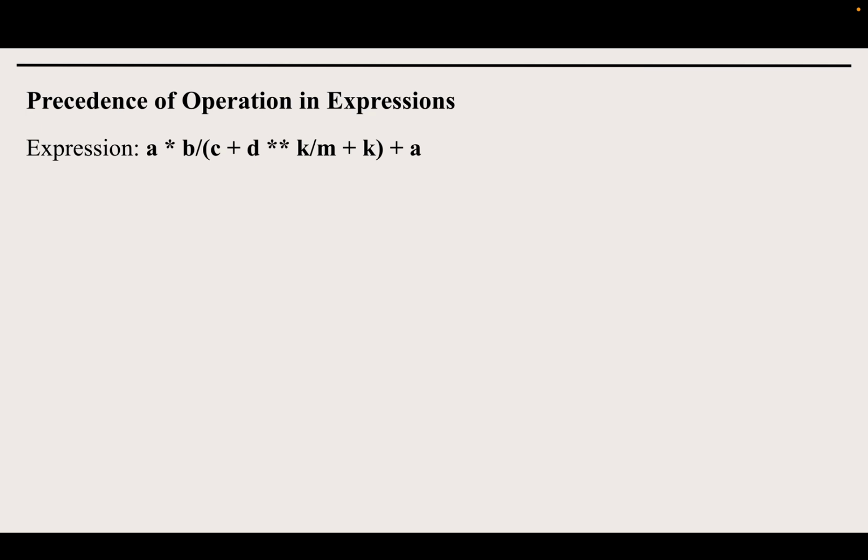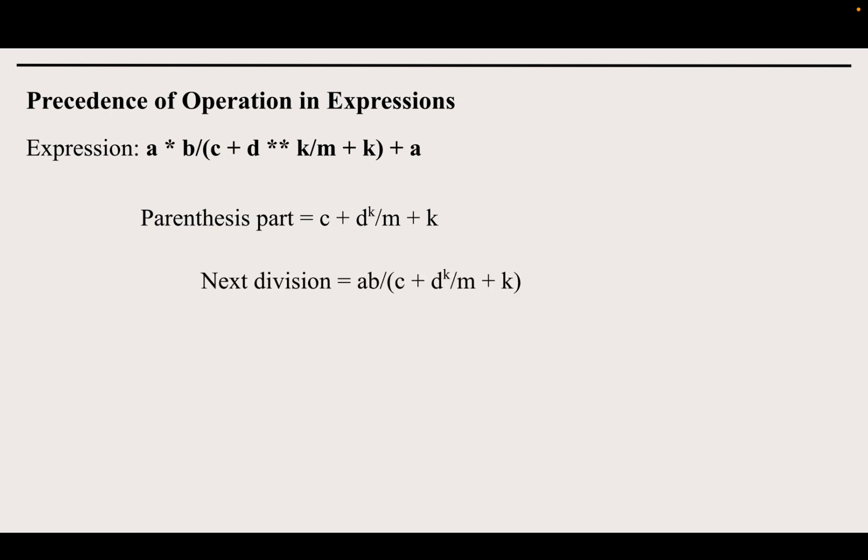So while solving any mathematical expression, we need to go in order. The precedence for this kind of expression will always start from the brackets. So the parenthesis part will be solved first. Here in the parenthesis, c plus d to the power k by m plus k, this is the parenthesis part, so it will be executed earlier.